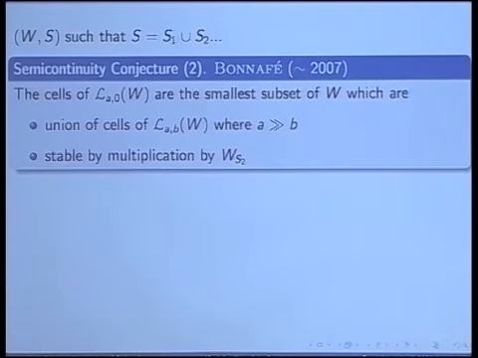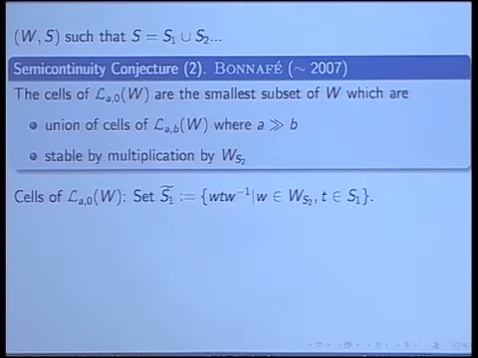So it should be the smallest subset which is a union of left cells for the weight function L of A, B, where A is much bigger than B. And as well, it should be stable by multiplication by the group generated by S2, which is the generators of weight 0. So I could be a bit more precise here. I can actually give a nice description of the cells with respect to the weight function L of A, 0.